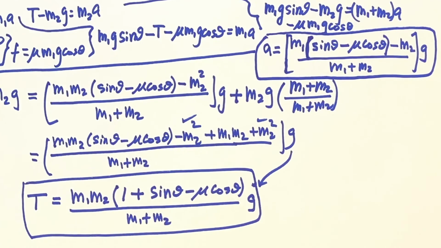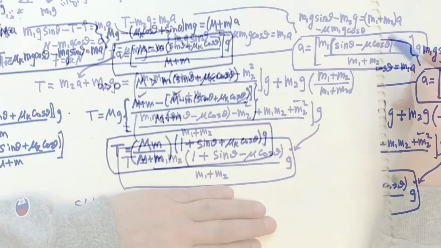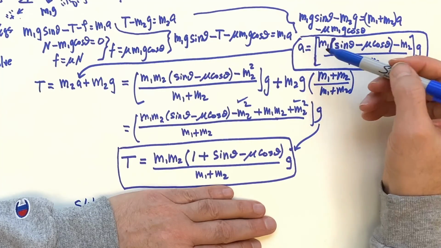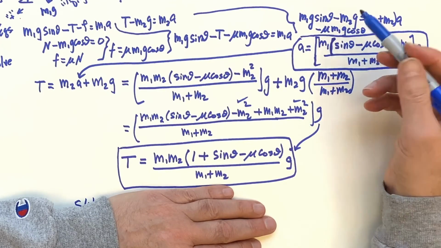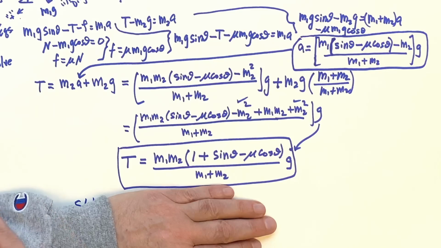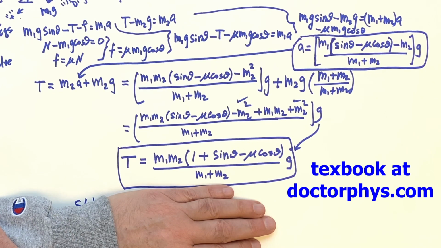Now, a question you might ask is there a shortcut? So can you get these equations from the other problem that we did, F4? The answer is yes. And in the textbook, I explain how you can do that.